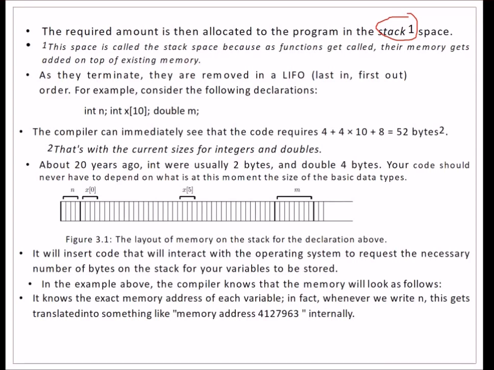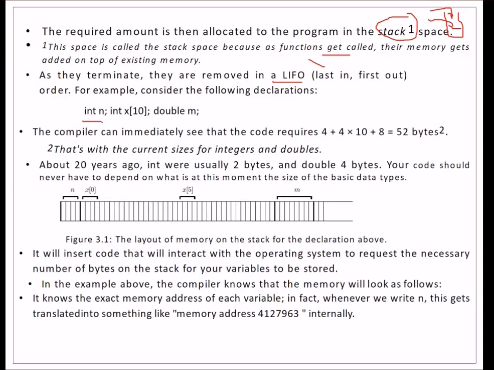It is called stack because when a function gets called, its memory gets added on top of existing memory. If you consider this to be the memory, it will be in the form of plates kept over one another, and the last one will be the first to come out. As they terminate, they are removed in the form of last in, first out. This is the order. Let us see an example.